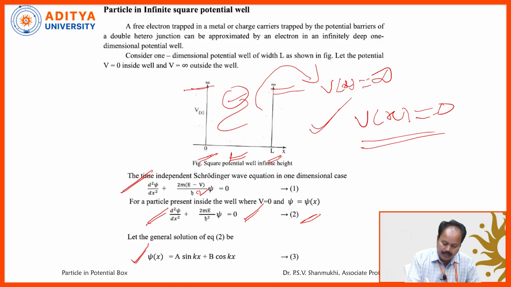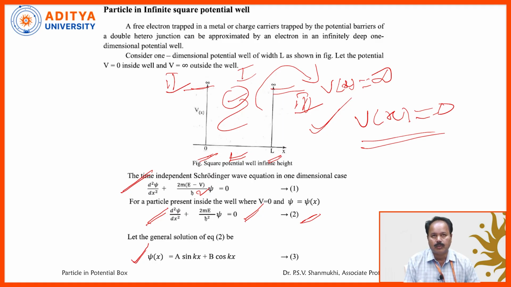For convenience, I divide this into region 1, region 2 and region 3. In regions 2 and 3, V of x is equal to infinity. In region 1, V of x is equal to 0. So in region 1, can we find the electron at x is equal to 0, on the wall? Not at all. On this wall also we cannot find the electron. That is nothing but the ground.